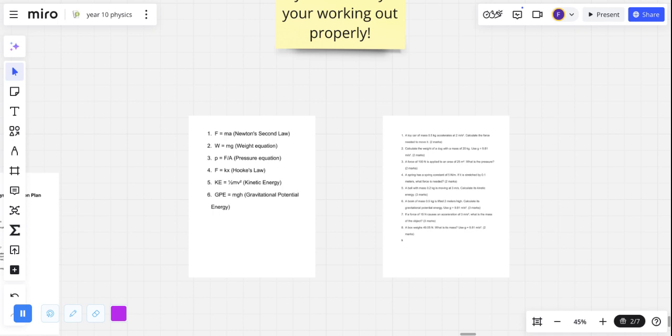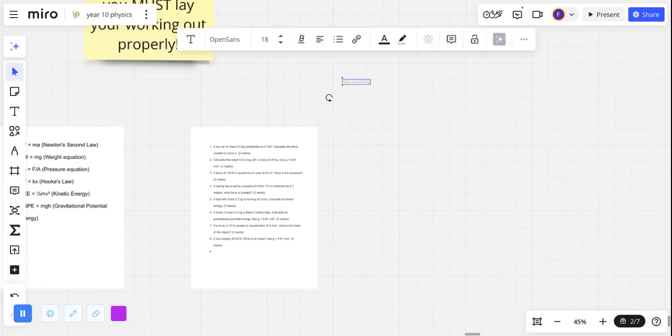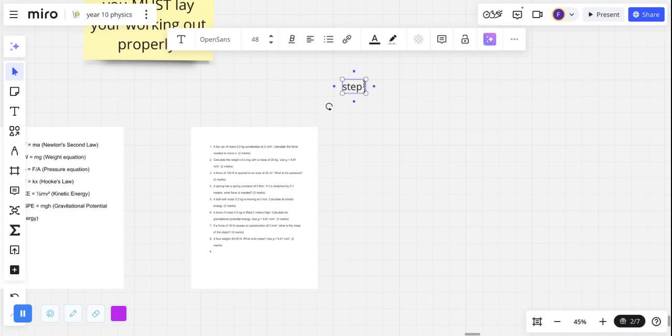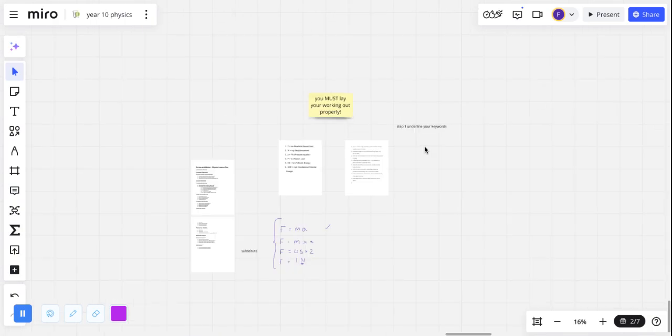And each step I'm actually going to write out. First one, step 1. Step 1. All right? Underline your keywords. Okay? Now, your keywords.